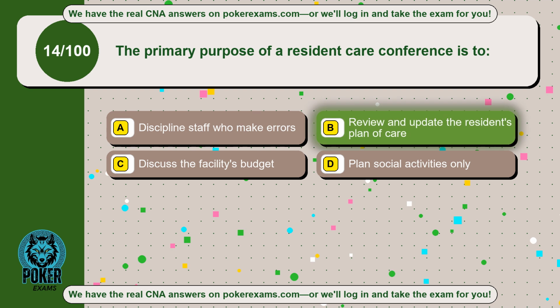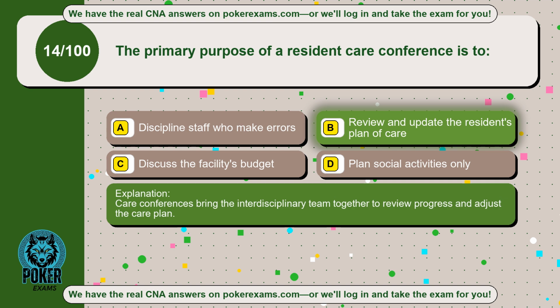The correct answer is option B, review and update the resident's plan of care. Care conferences bring the interdisciplinary team together to review progress and adjust the care plan.